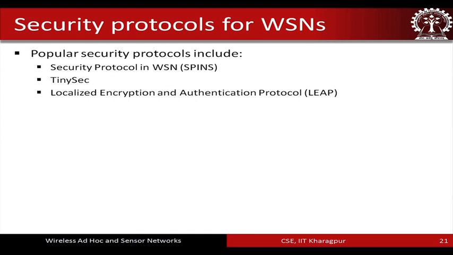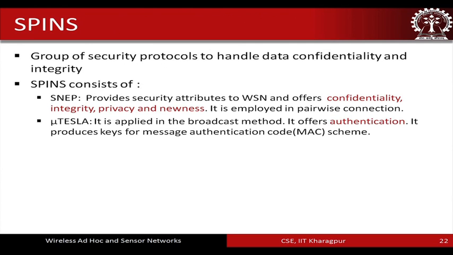So, for security protocols for wireless sensor networks, a large number of different types of protocols have been proposed. I am just going to highlight three protocols. One is the security protocol in wireless sensor network, called the SPINS protocol in short. The second is the TinySec protocol, and the third is the LEAP protocol, localized encryption and authentication protocol.